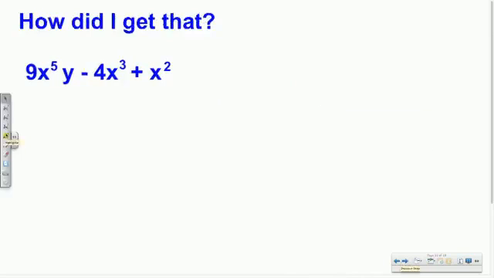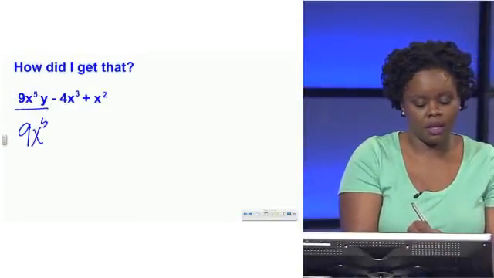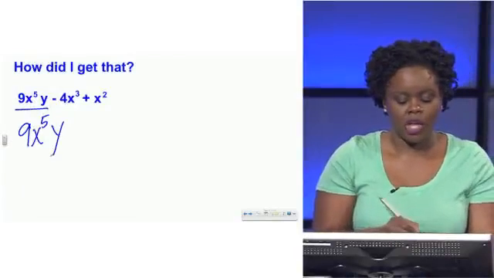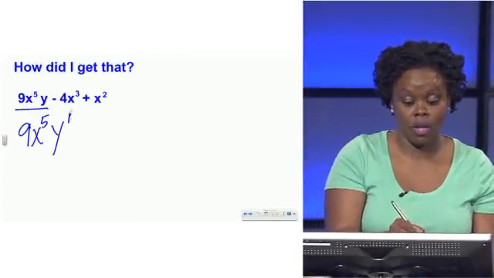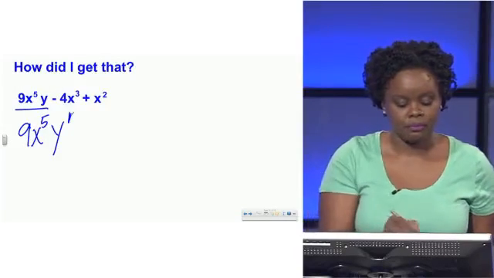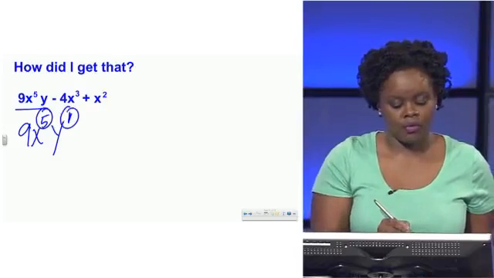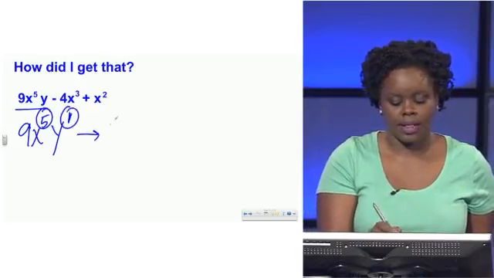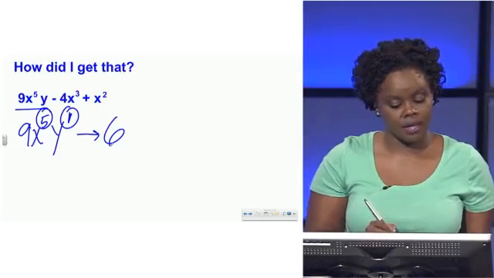Let's get the pen. Okay, so I took each term individually. So 9x to the 5th y. So I didn't see an exponent with that y. So that told me there was a 1 that I wasn't really seeing. Then I had more than one exponent, so I need to add them together. So 5 plus 1, that's 6. So I knew that first term had a degree of 6.